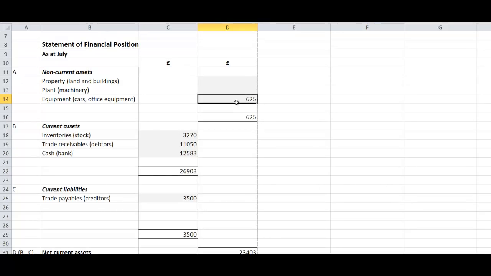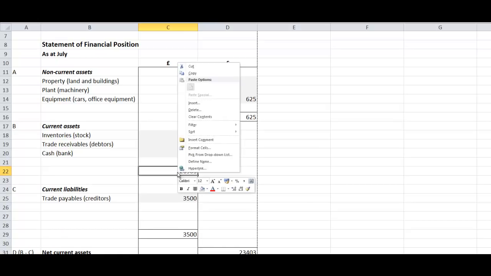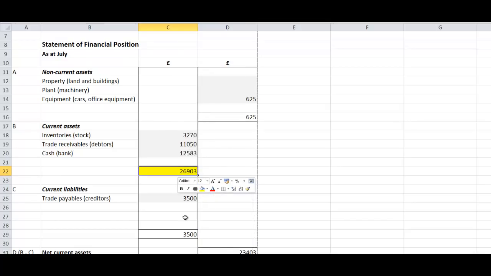So there is our £625 for the equipment. Here we have the inventories of 3270. Then we have trade receivables of 11,050, cash at bank, and here we have our first subtotal for current assets. And then we have trade payables 3,500, and then we've got our next subtotal of current liabilities of 3,500.